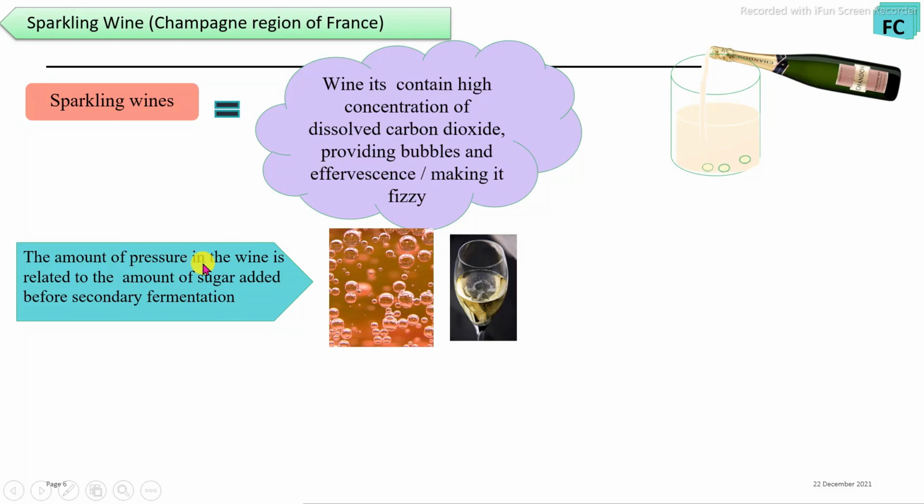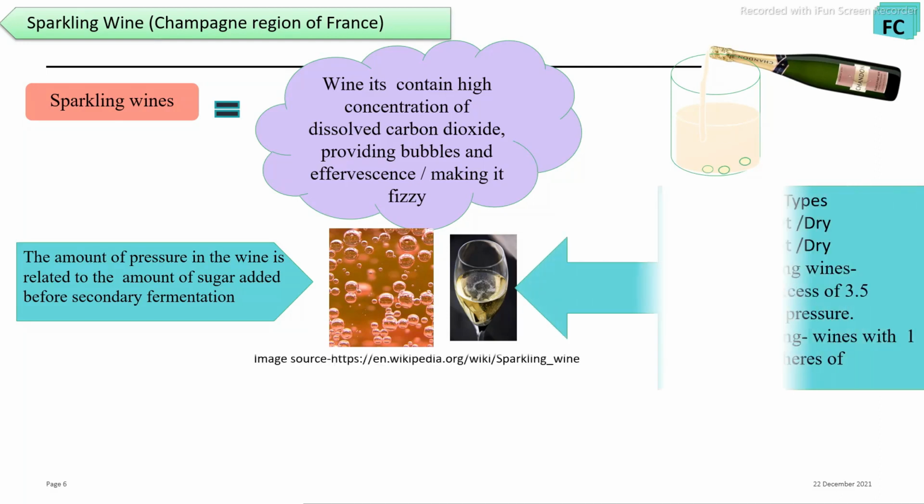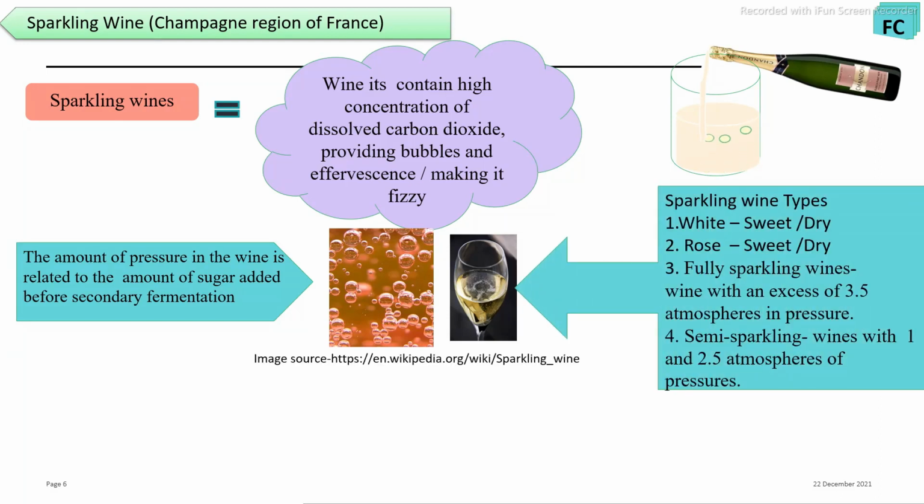The amount of carbon dioxide and the alcohol content of the sparkling wine is related to the amount of sugar added before the secondary fermentation process. If an excess of sugar is added, we get more carbon dioxide and a higher alcohol percentage in the sparkling wine. Sparkling wine may be white or rose, sweet or dry, depending on the sugar content added as per our requirement. As per the sugar addition, they fall into different categories.